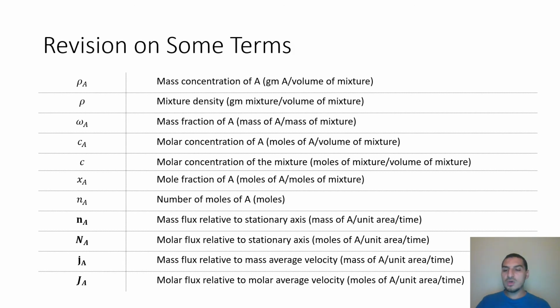I just want to draw your attention to the last four rows here, which are all in bold because they are fluxes, and flux is a vector, so they are all vector quantities. To differentiate between these two, which are different, this one is not in bold, so it's not a flux, it is the number of moles of A, and this one is the flux, or mass flux, of A relative to a stationary point. So it's important to understand the difference.